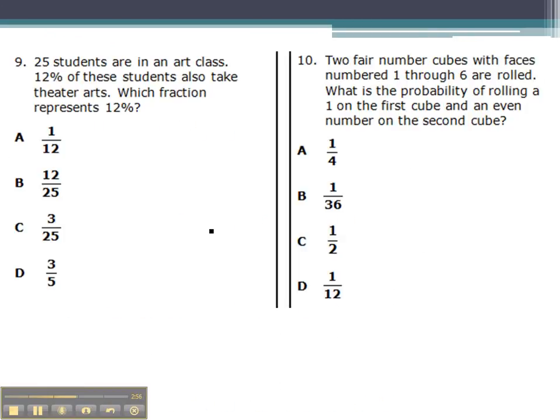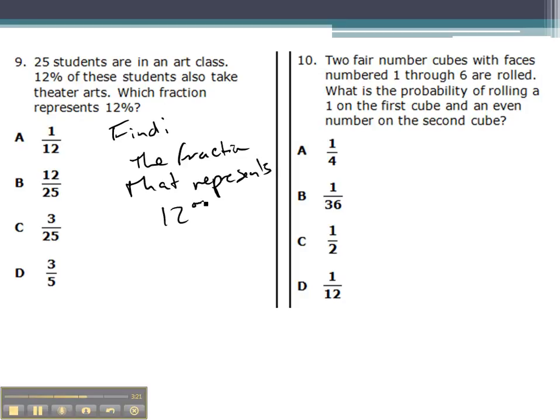Number 9, 25 students are in an art class. 12% of these students also take theater arts. Which fraction represents 12%? Now, the tricky part about a problem like this is you have to make sure, remember all the do-nows where we wrote down what are we trying to find. Here we're trying to find the fraction that represents 12%. You could easily misinterpret this problem as what is 12% of 25 or something like that, but that's not what it's asking. It's just asking for a fraction that's equivalent to 12%.